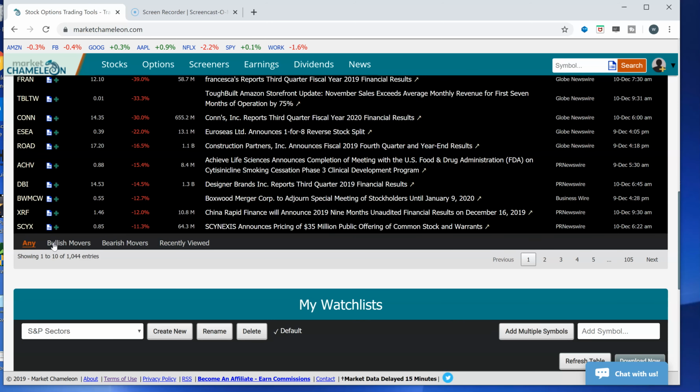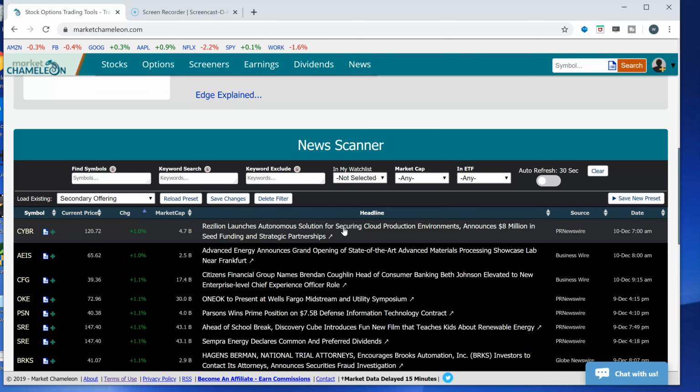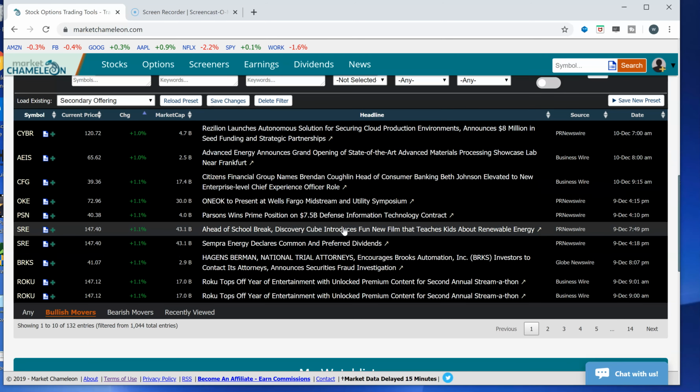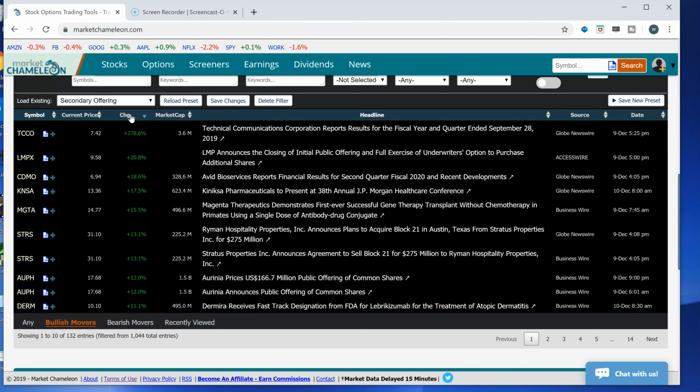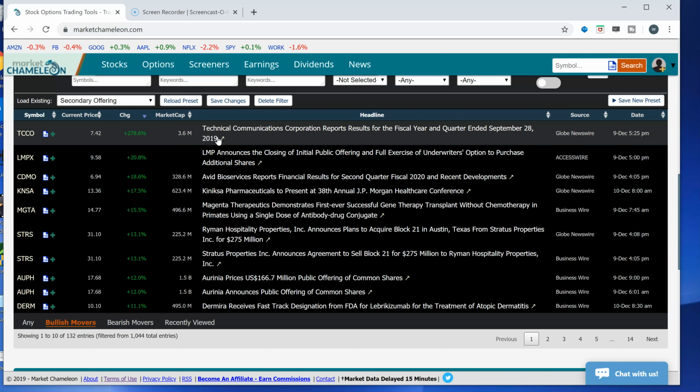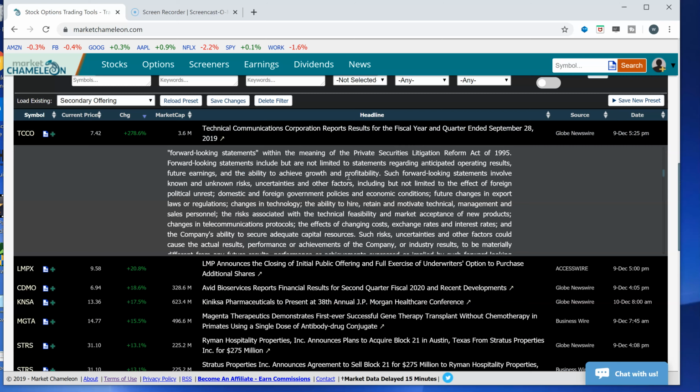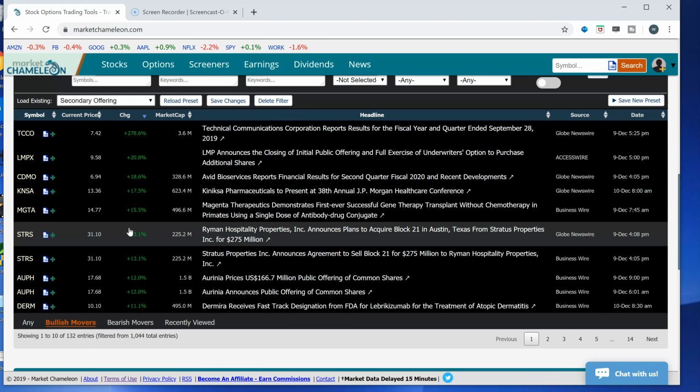For example, maybe you're looking for today's bullish movers and what type of news is coming out on bullish movers. So these are stocks that are up on the day by at least 1% or more. You could sort them by percent change, and then you could just take a look at the headlines or open up and read about the news that's impacting this stock. And this allows you to at least see what's making the stock move.